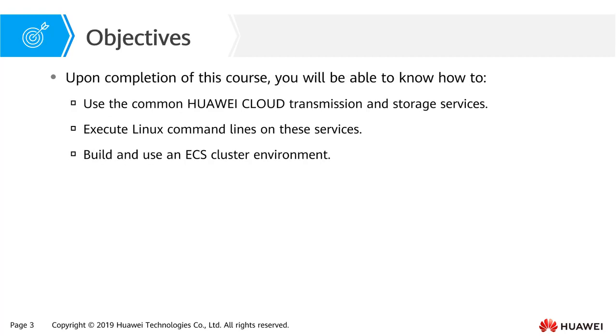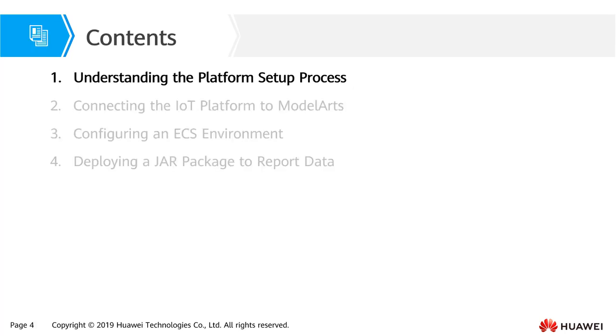After learning this chapter, you will know how to use the common HUAWEI cloud data transmission and storage services, how to execute Linux command lines, and how to build and use an Elastic Cloud Server (ECS) cluster environment. First of all, let's learn about the platform setup process.